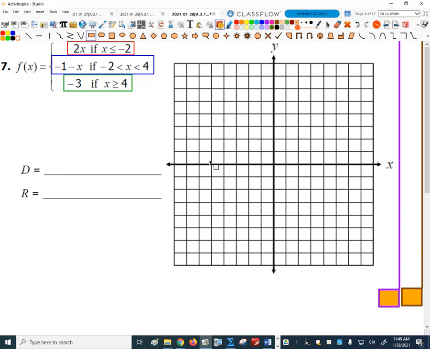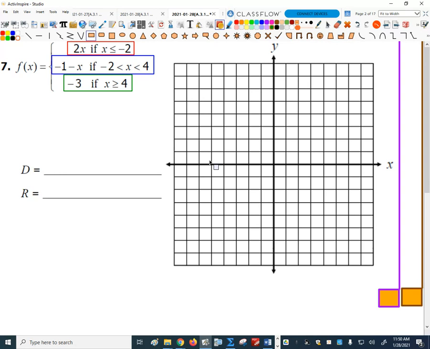The red piece is the function 2x, and its domain is x is less than or equal to -2. So the red piece only gets graphed, or only exists, for x values less than or equal to -2. The middle piece, the blue piece, is the function -1 minus x, and its domain is x is greater than -2 and less than 4.